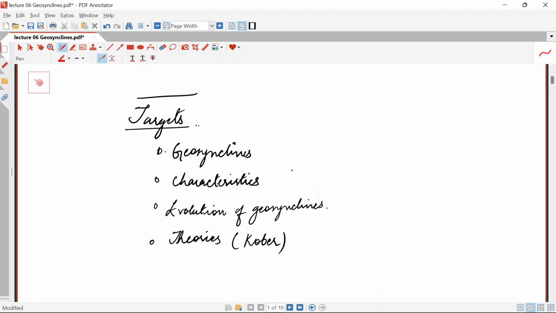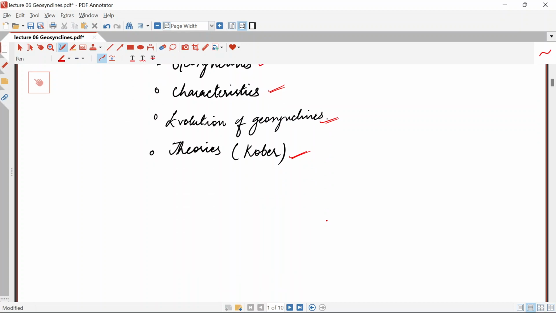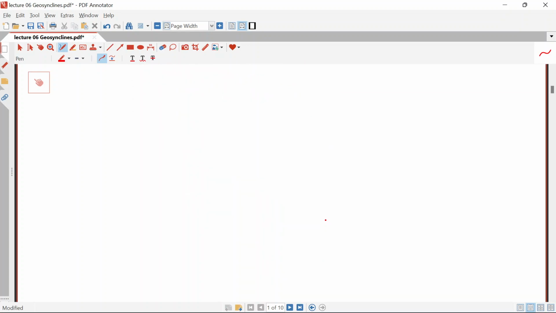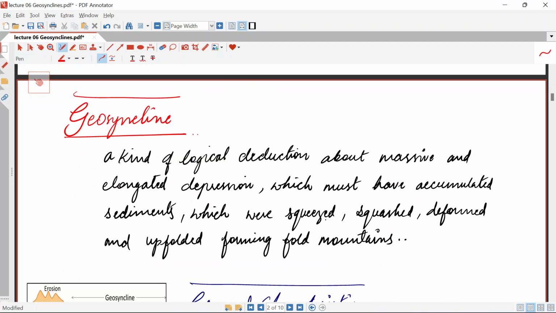So first we are going to see about geosynclines, and then what the characteristics of geosyncline are, the evolution of geosynclines, and the theories involved in it. Without wasting much time, we'll get into our topic and see the detailed notes, and see in detail what a geosyncline is and what its types are.